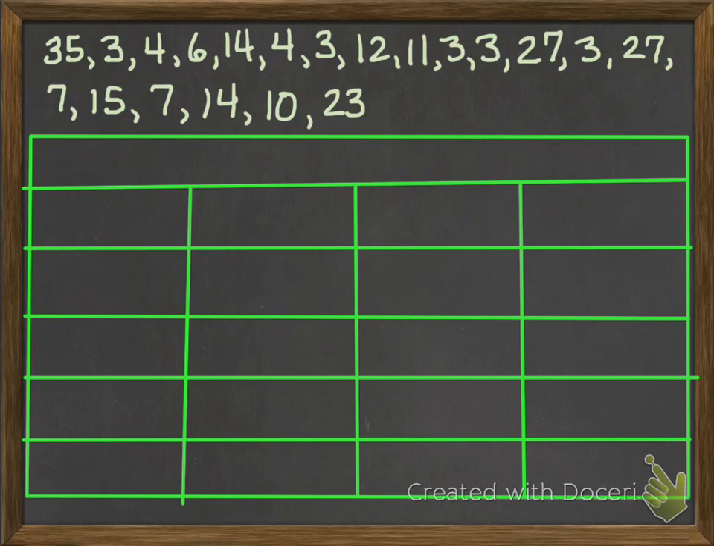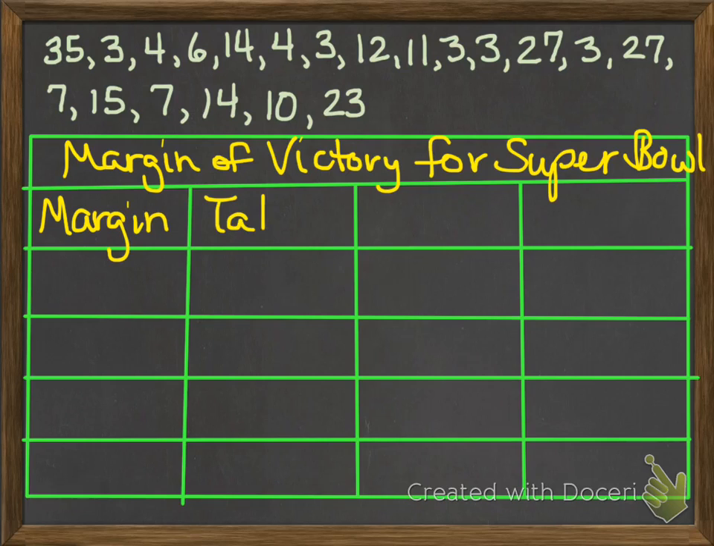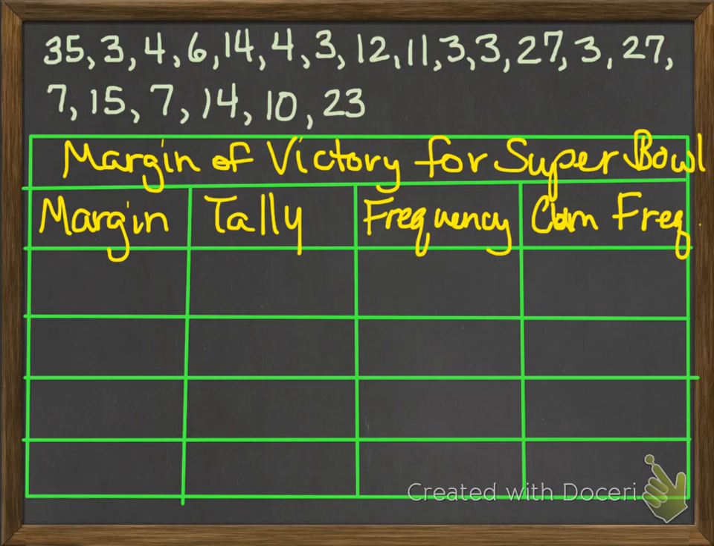First, we're going to start off, we'll title Margin of Victory for Super Bowls. Always have to have a title. First column is going to be margin. The second column is going to be our tally. The third column is going to be our frequency. And the fourth column is going to be our cumulative frequency. Okay?